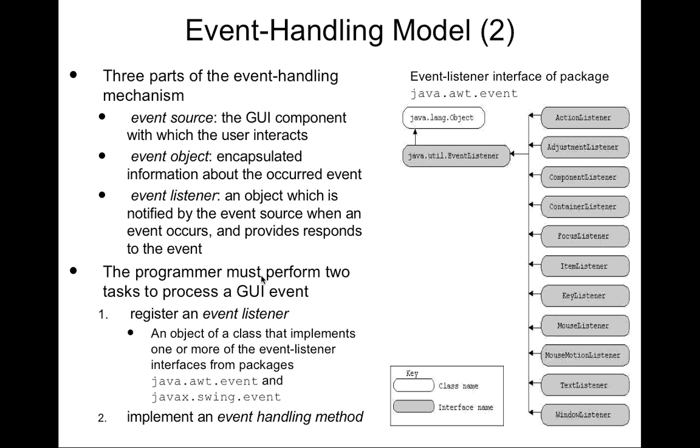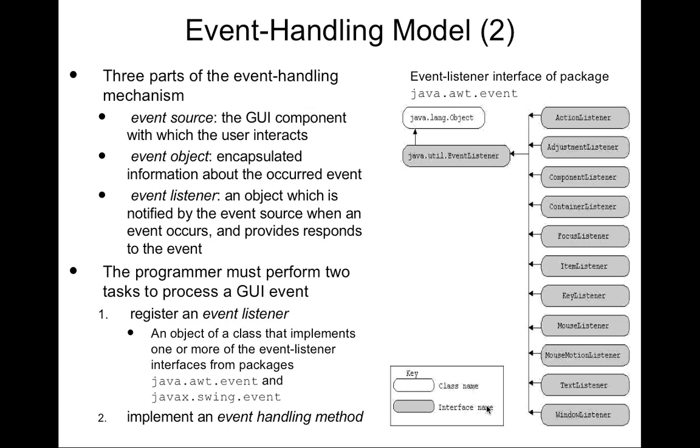The programmer has to perform two tasks to process the GUI event. Register an event listener, which is going to be from one of the packages that we have here. So an object of a class that implements one or more of the event listener interfaces from awt.event or swing.event. And then implement a handler method. So we have a method that's going to be implemented to handle the event when it occurs.